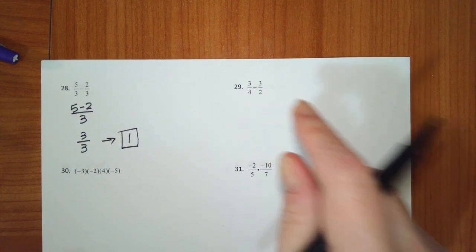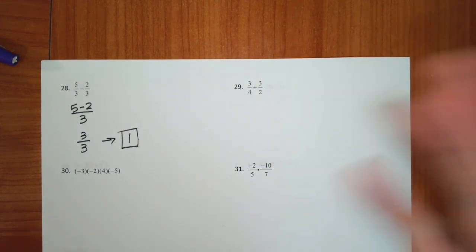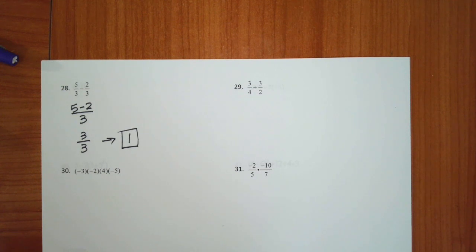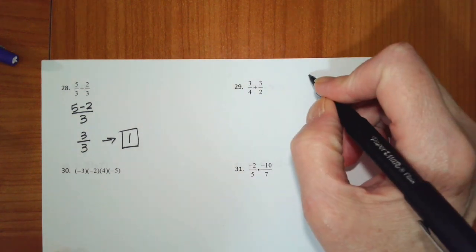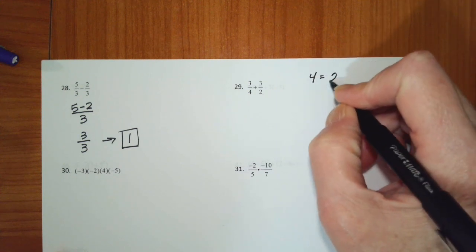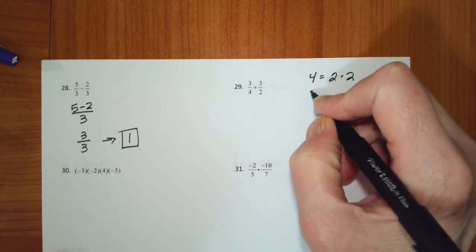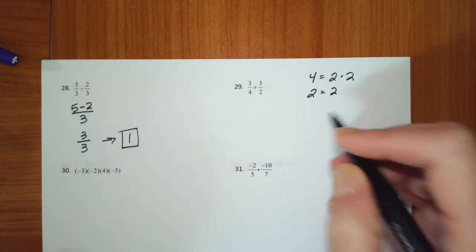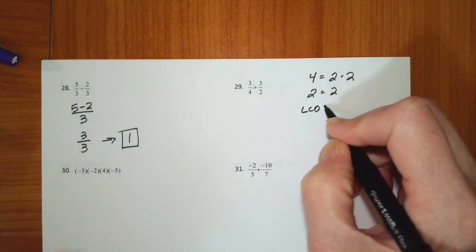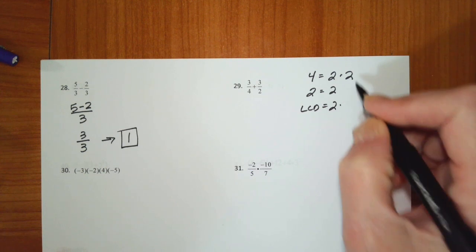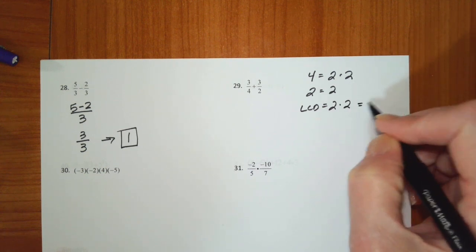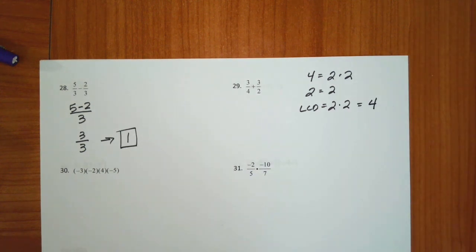On 29, they do not have like denominators. Now, most of us could tell that the least common denominator will be 4. If you can't, 4 is equal to 2 times 2. 2 is just equal to 2. So the least common denominator has to have a factor of 2 and a factor of 2, so that means it's 4.